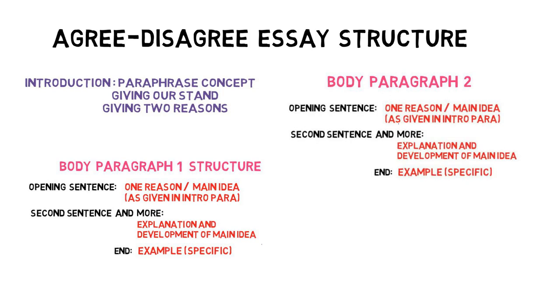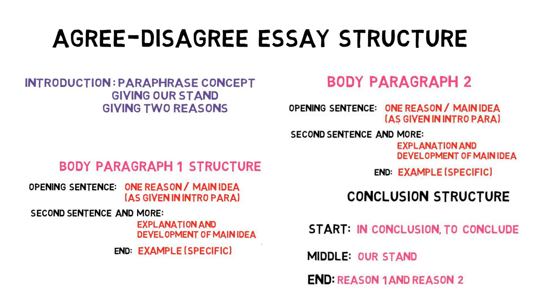In your body paragraph 2, you should open the sentence with another reason or main idea which you mentioned in the introduction. Then second sentence and more explanation and development of the same idea. End it with a specific example. Leave one line, and now you can write your conclusion. You should start with a good discourse marker, and then you should restate your stand and restate your reasons. So that's it. That's how you write an agree-disagree essay. It is, according to me, one of the easiest essays in the IELTS exam.